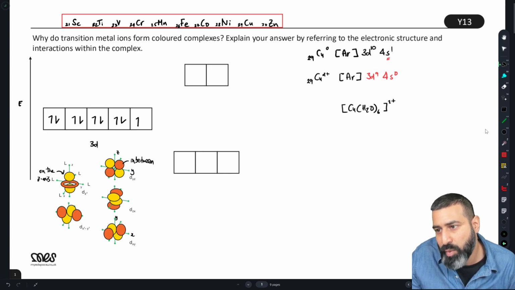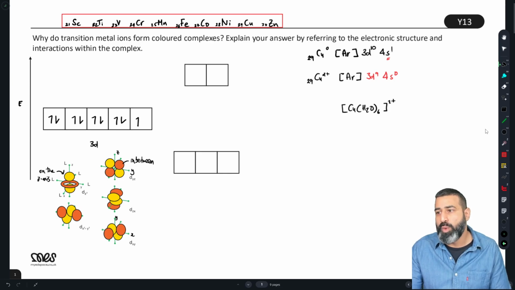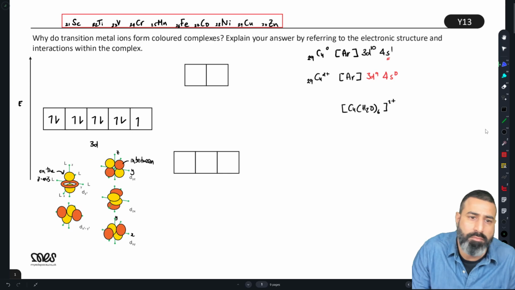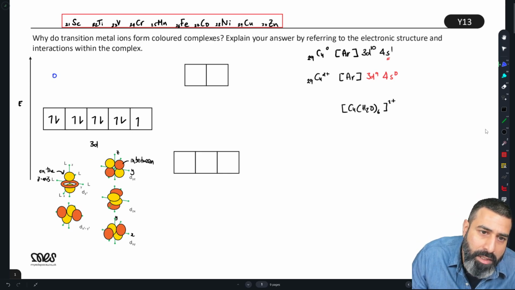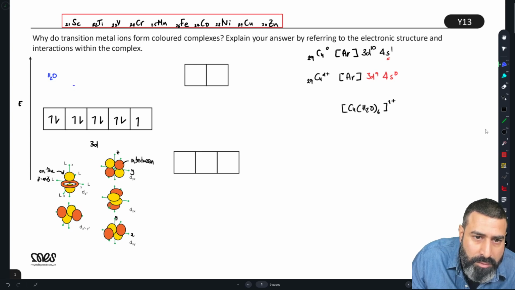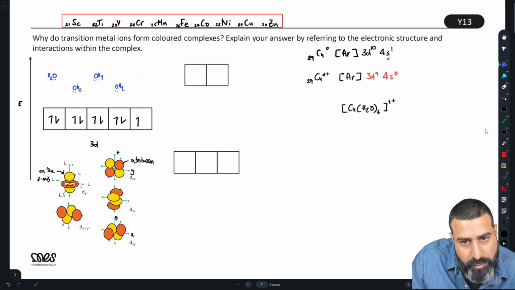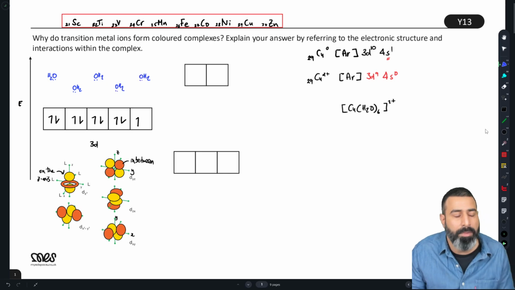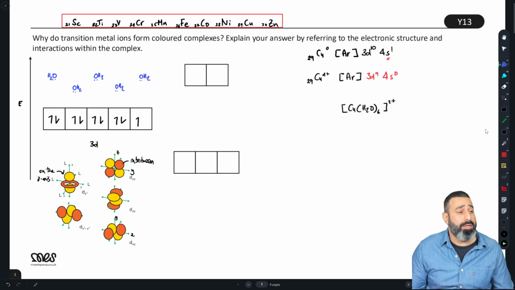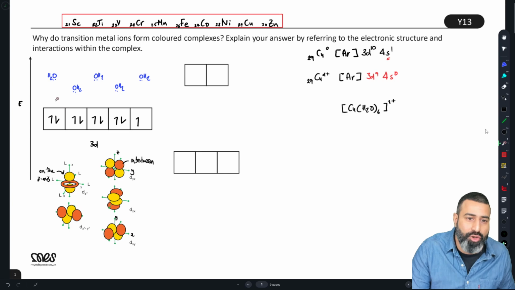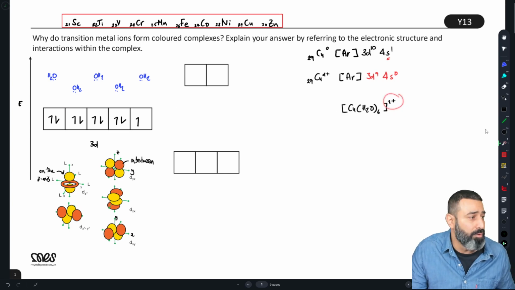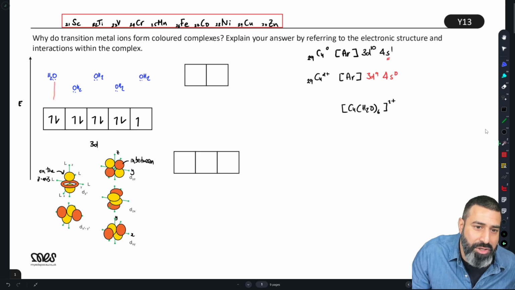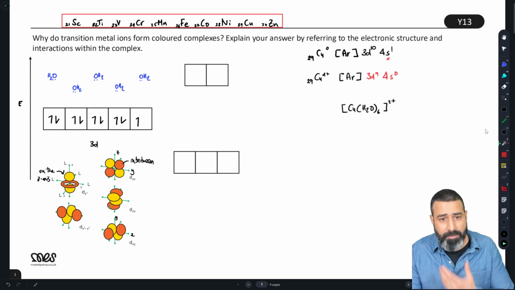My ligand in question here is water. So water comes along. And remember, a ligand has lone pairs of electrons. So 6 water ligands come along, and they're going to interact with the electrons in the transition metal center. First of all, they're going to be attracted to the transition metal center, to the charge. So there's going to be attraction, they bond, they form dative covalent bonds, right?